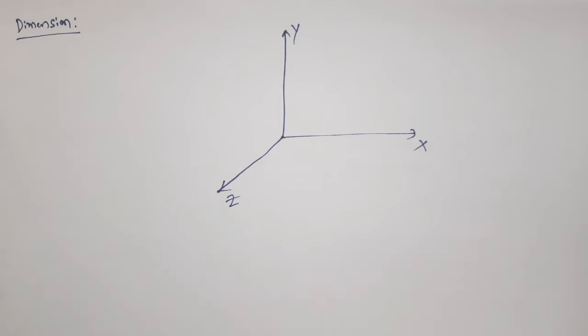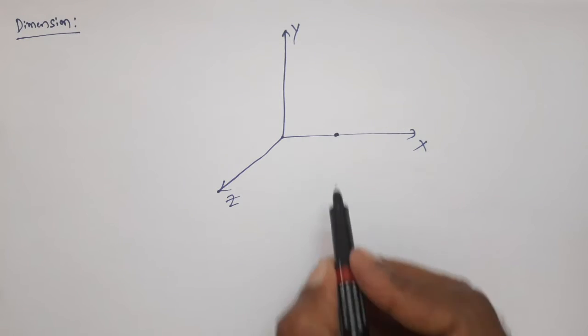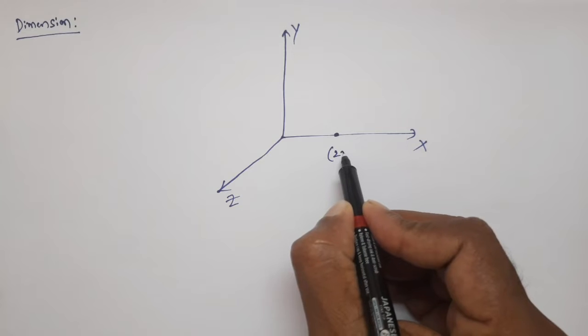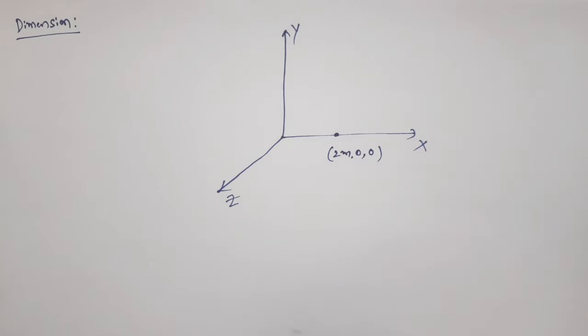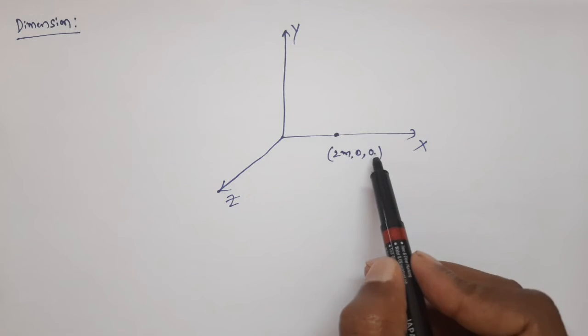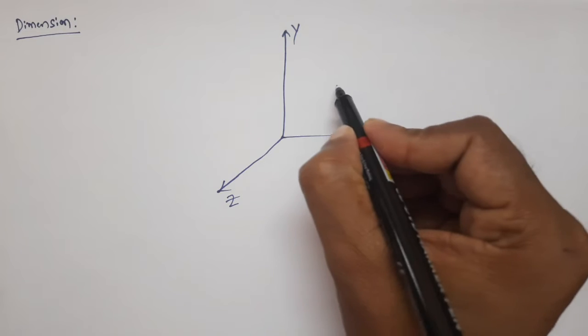Now, if I want to represent a point in the space, isn't it? So here, if I want to represent a point, how do we represent it? Suppose it is at 2 meters from the origin. So we write 2 meters, comma 0, comma 0. That means the x coordinate is 2 meters, the y coordinate is 0, and the z coordinate is 0.